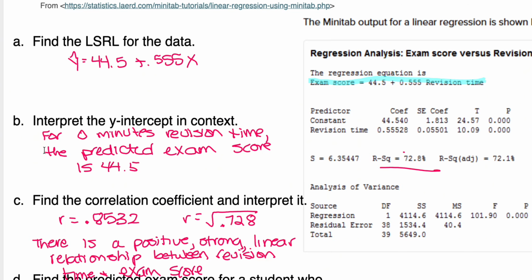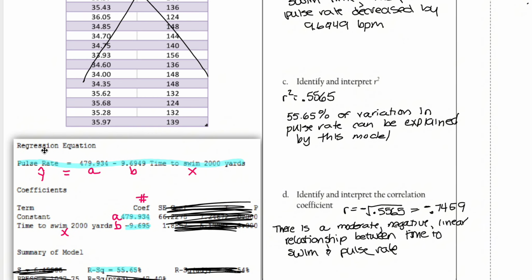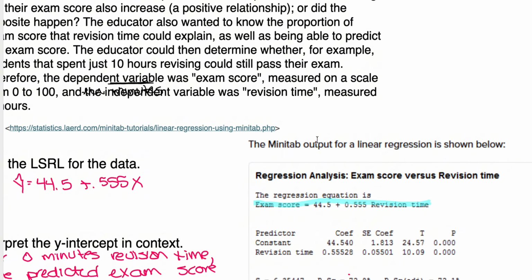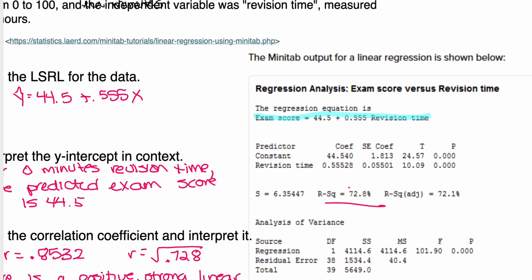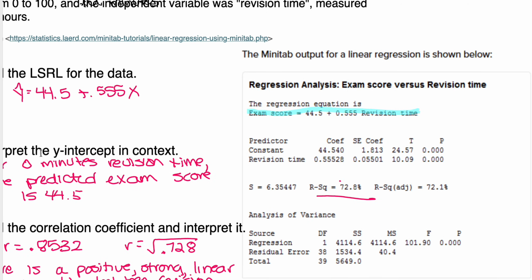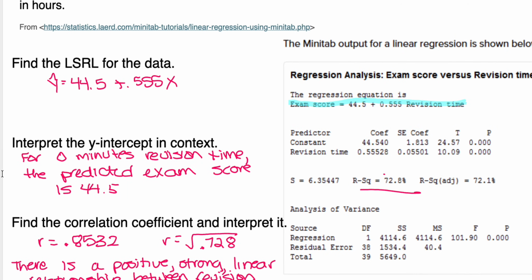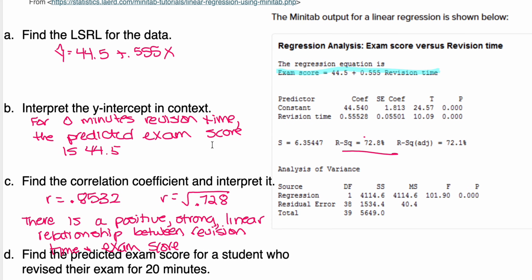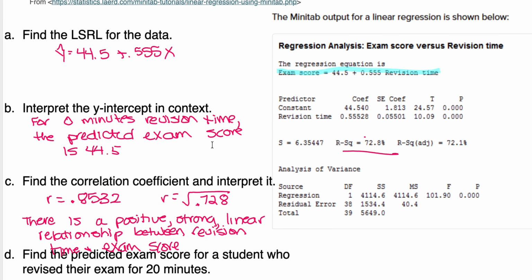Part B, interpret the y-intercept in context. Woo, it's a new question. We haven't interpreted the y-intercept. We only interpreted the slope. So here's a new question. How will you do it? The y-intercept is, for 0 minutes of revision time, the predicted exam score is 44.5. You can also do it in your own words, but basically I'm just saying numerically, if the x value is 0, then what is the y value?